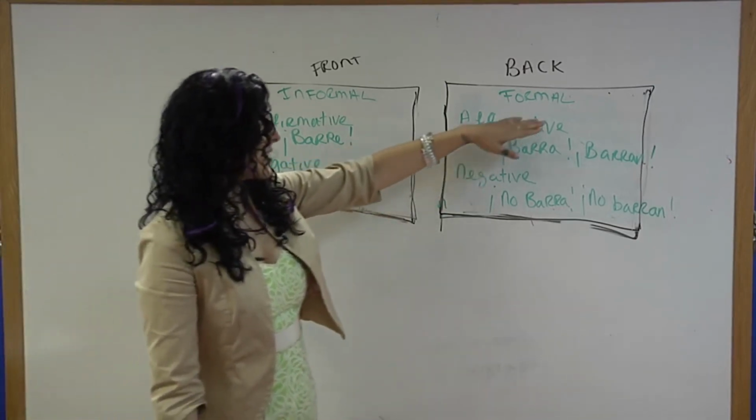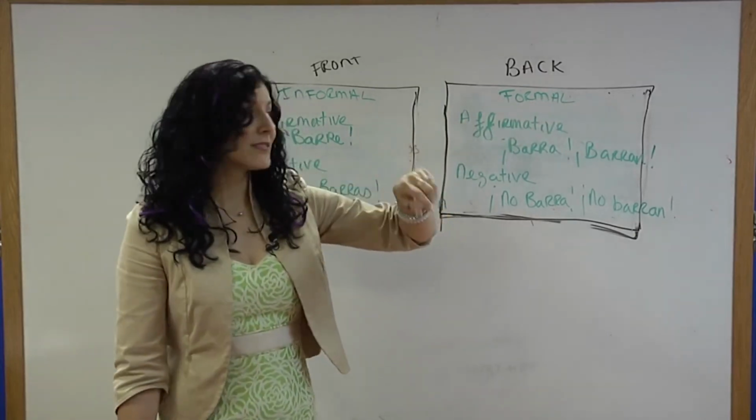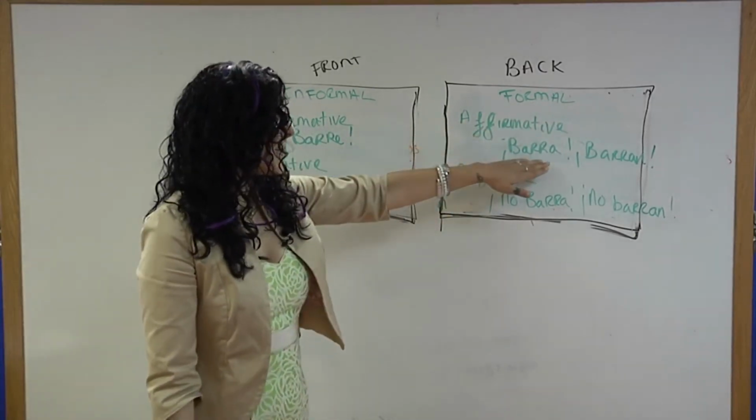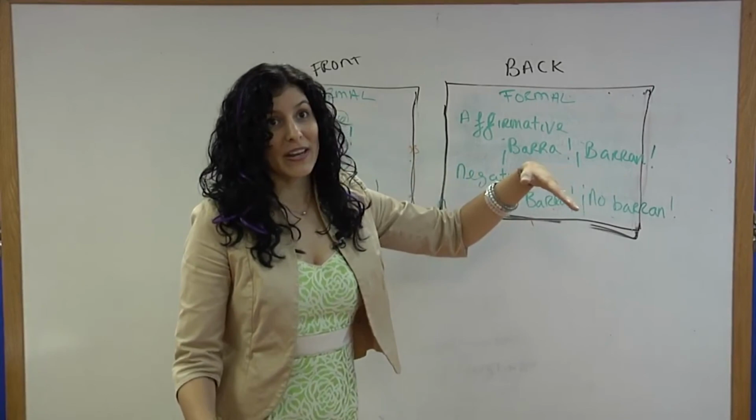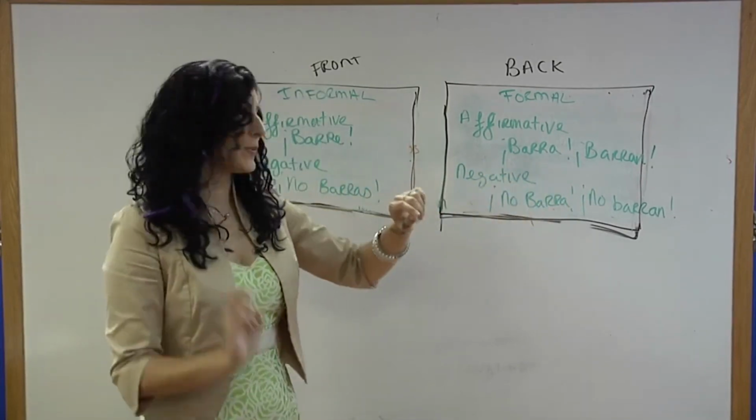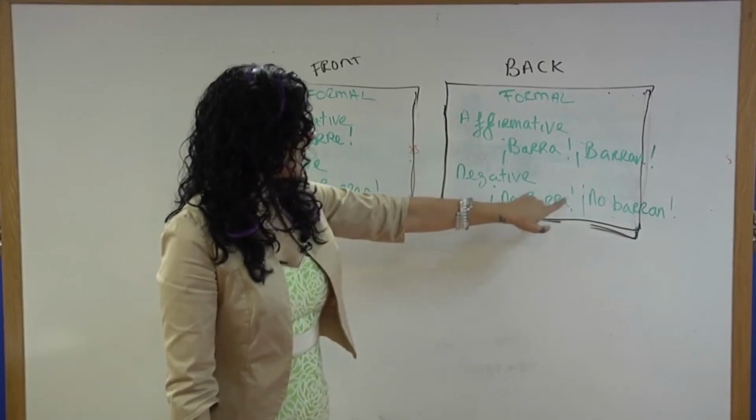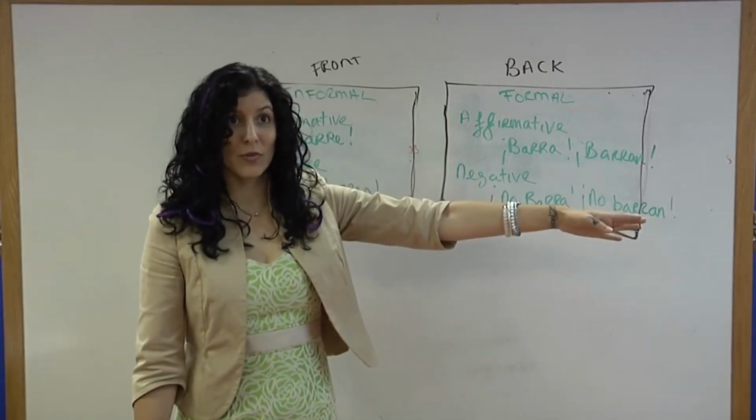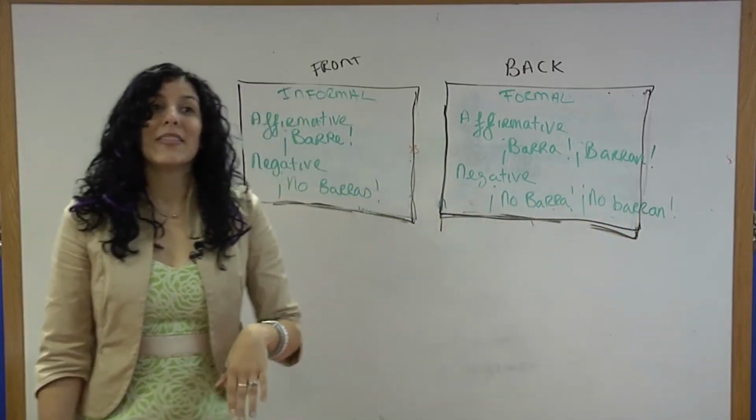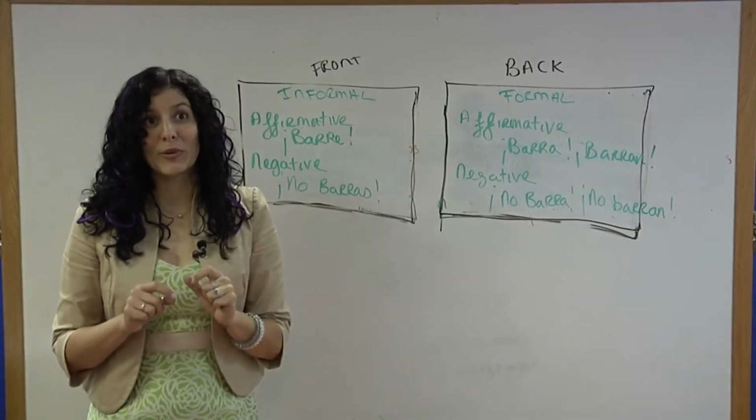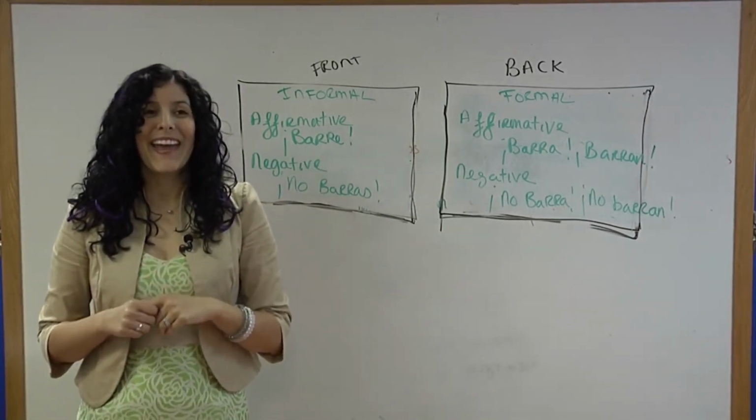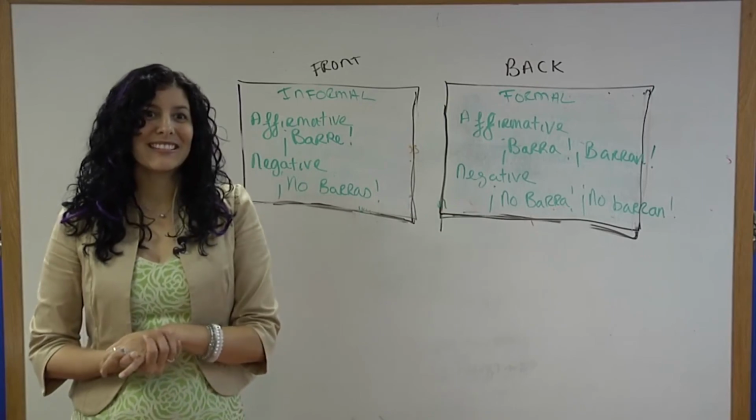Then on the other side, I wrote both of the formal commands, the affirmative formal command, barra or barran, depending upon whether there's one person or two people, and then also the negative command, no barra or no barran, if there's more than one person, for example. And then when you get into class, just pop it on the corkboard and I'll check it as soon as I get a moment. And as always, be prepared to share just in case I decide to call on you.